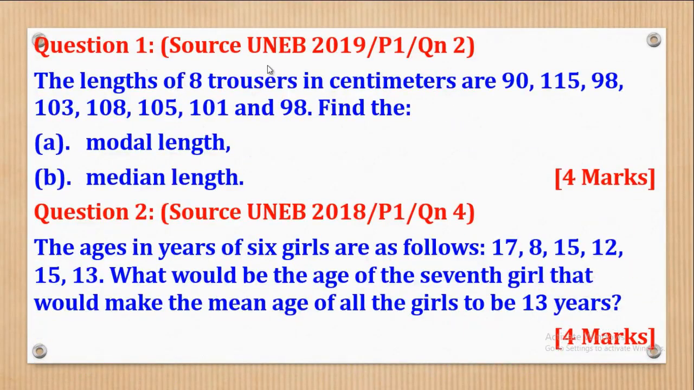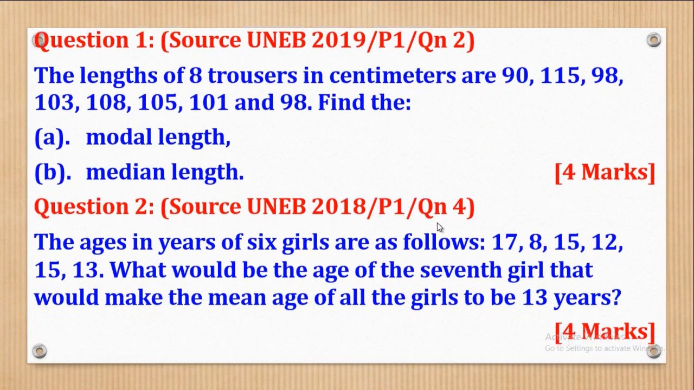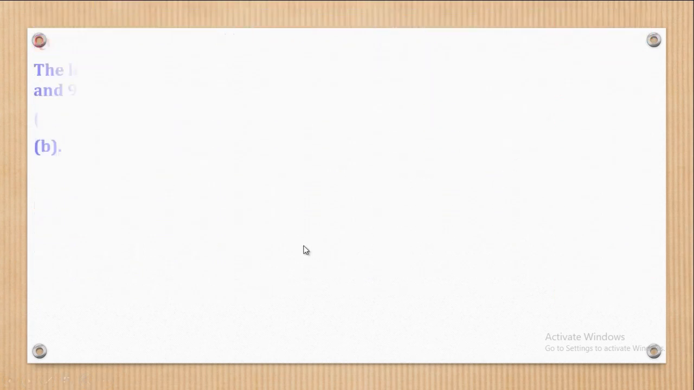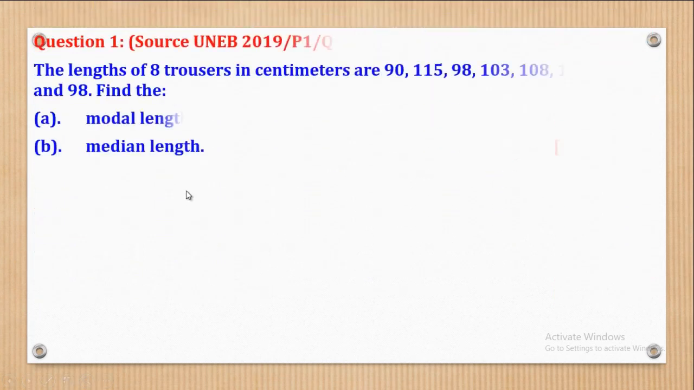Now these are the very questions I left in the previous video. Question 1 came from UNEB 2019 paper 1 question 2, and question 2 came from UNEB 2018 paper 1 question 4. Question 3 came from UNEB 1996 paper 1 question 5, and lastly question 4 came from UNEB 1991 paper 2 question 5. So now we shall start with question 1.